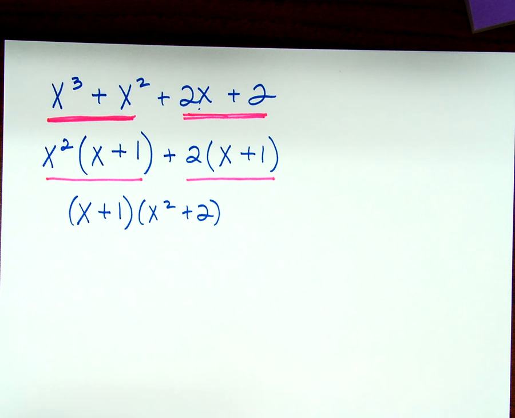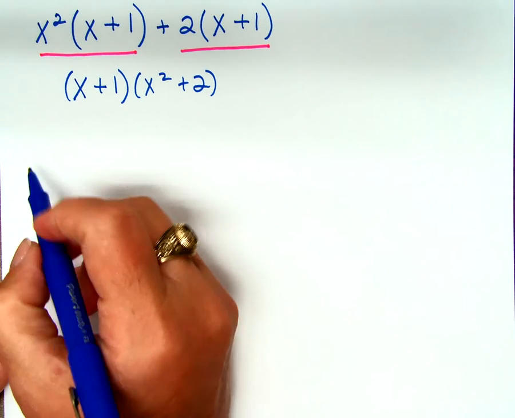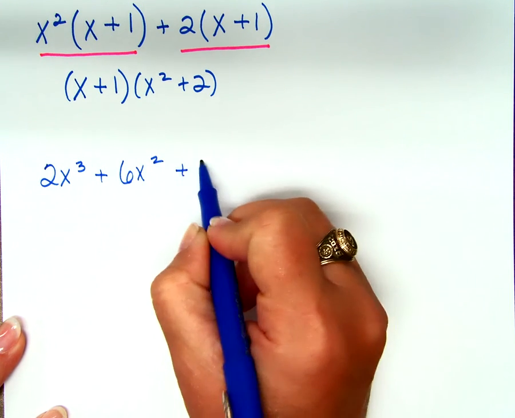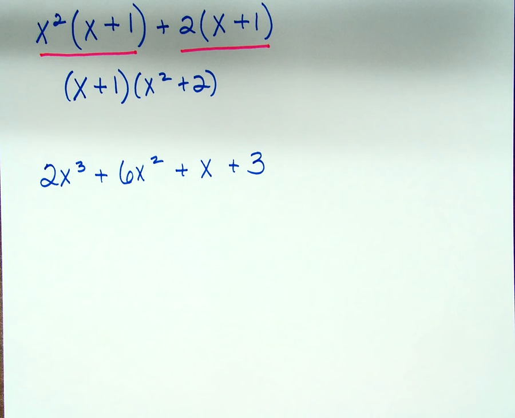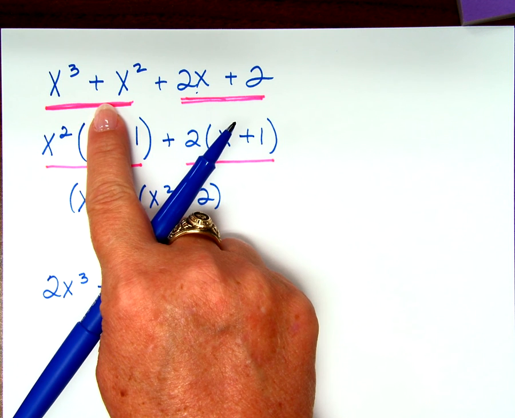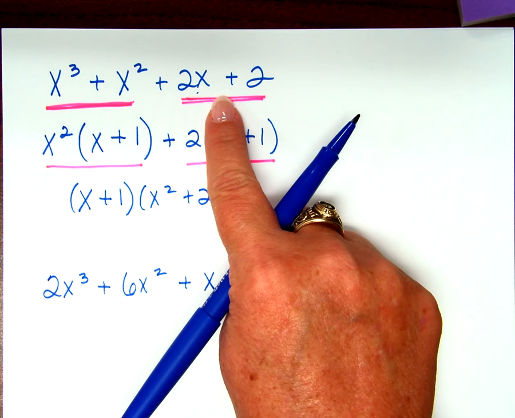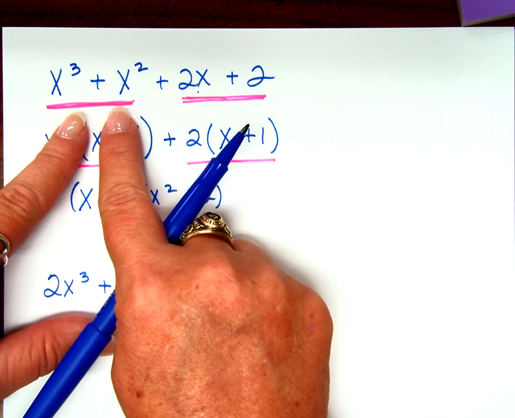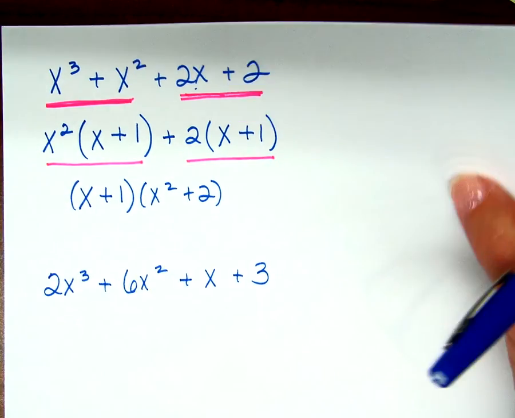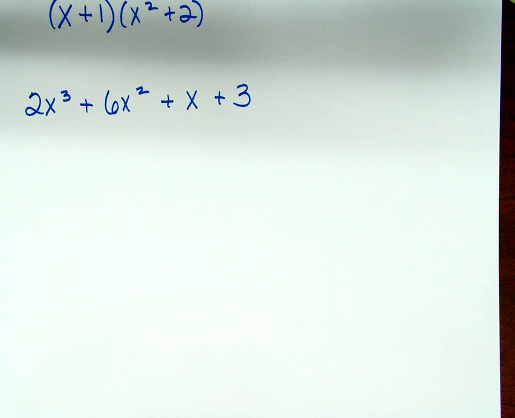Okay. What if this other problem looked like this? 2x to the third plus 6x squared plus x plus 3. So it has 4 terms. How are we going to factor that? I didn't tell you the name. We just did it, right? What did I do here? I just looked at the first 2 terms and then I just looked at the last 2 terms, right? So what I actually did was I grouped the first 2 and I grouped the last 2. So guess how this factoring is called? Guess what it's called? Factoring by grouping.